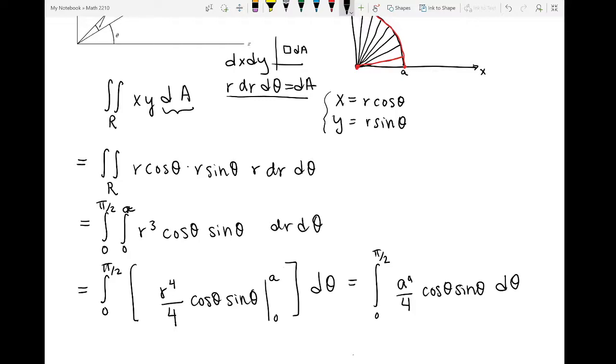Okay, perfect. So now there are a couple of different ways you might approach this integration with the thetas. My preferred way would be to notice that there's a trig identity. Let's recall this trig identity here.